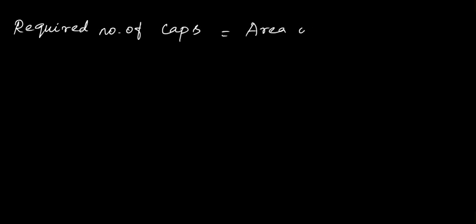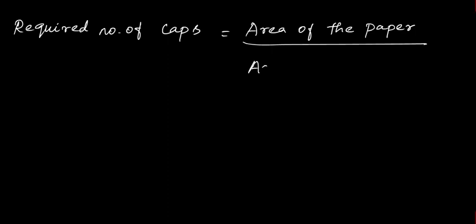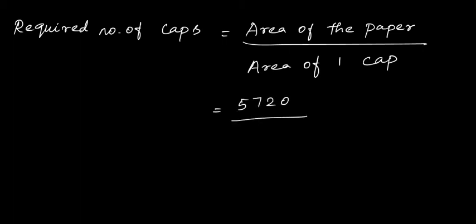So now we'll find the required number of caps. So to find the required number of caps, we have area of the paper divided by area of one cap. So area of the paper is given by 5720 and area of the one cap we need to find. So that is using the formula pi r into L.